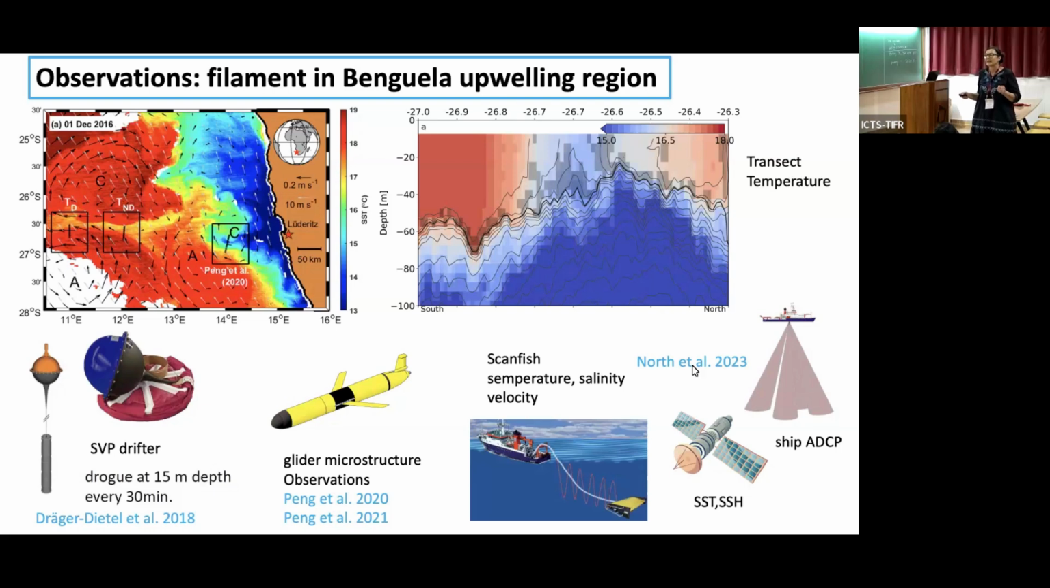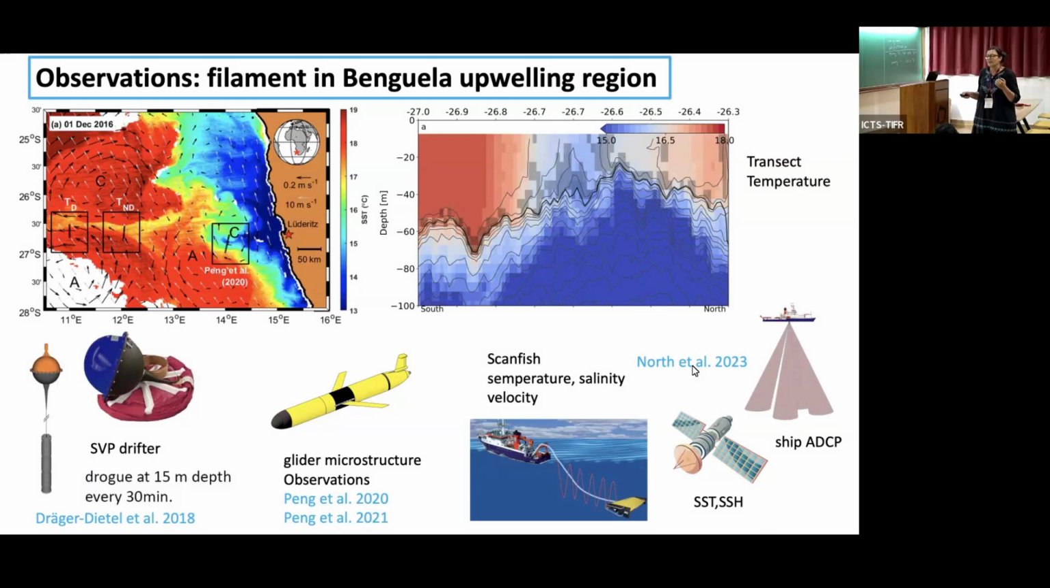One special thing about this Benguela region compared to the other eastern boundary upwelling regions is that it has a particularly high eddy kinetic energy. This stems from the Agulhas eddies that are coming here from the south, and this was actually an Agulhas eddy that was advected into this region. So it's a region with particularly large eddy kinetic energy. And here you see a typical transect across this filament with the cold water in the middle.